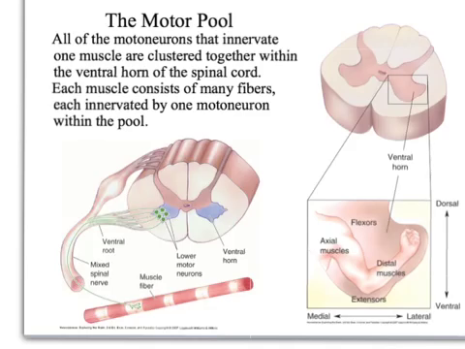I want to clarify a little bit of terminology so that you don't get confused between the motor pool and the motor unit. And no, the motor pool is not something that picks you up to take you to the airport. So the motor pool is comprised of all the motor neurons that innervate one muscle and are clustered together. So here you're looking at these neurons clustered together, and they innervate one muscle. All of the motor neurons that innervate one muscle are clustered together.